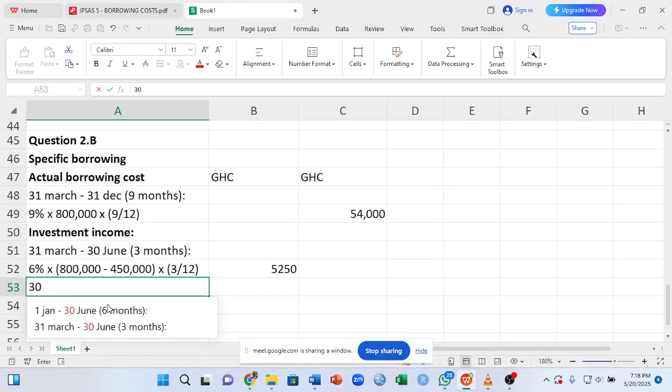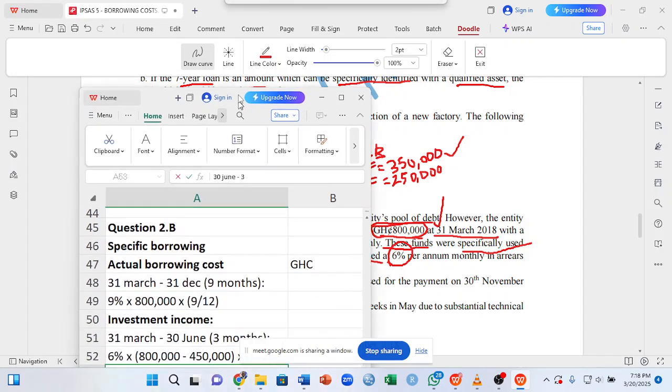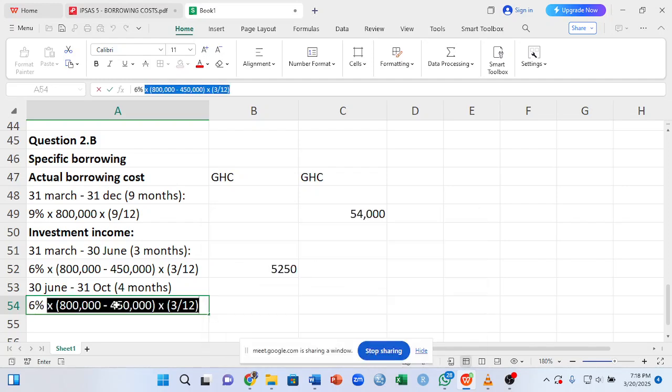That will be from 30th June to when the next payment was made. The next payment was made on 31st October. How many months is that? 4 months. So we do 6% times the idle fund, the 800,000 minus 450 that gave us the 350.